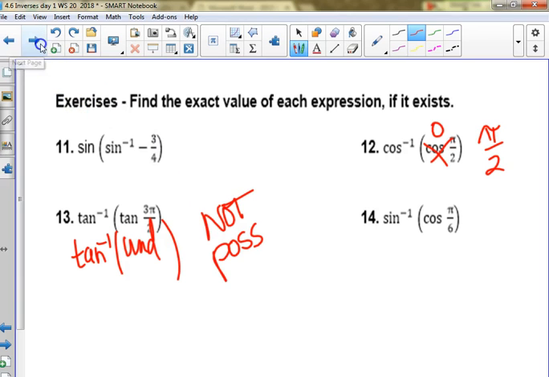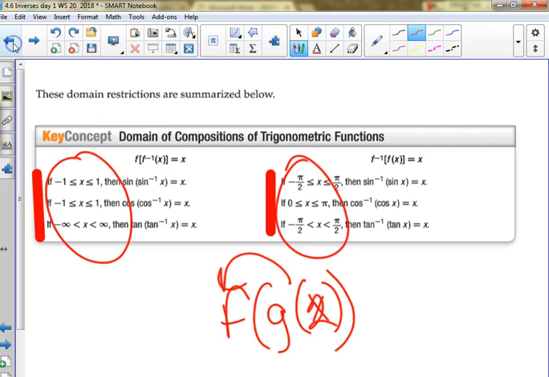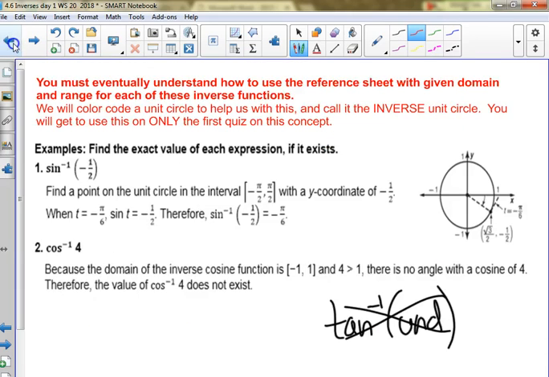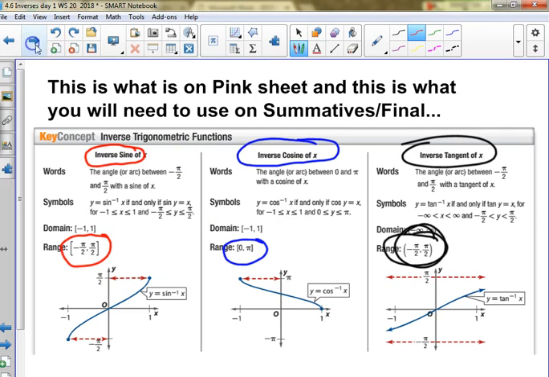I would want to answer that the tangent is undefined at, let me find this slide again. Okay. Yes, the tangent is undefined at negative pi over 2 or positive pi over 2, but are either of those included in the range of answers I can give? No, they have soft parentheses. That's why it doesn't exist.